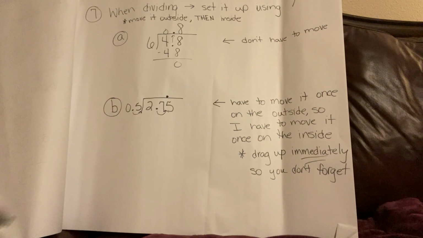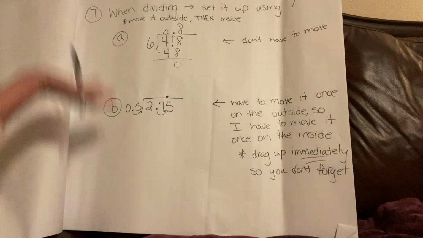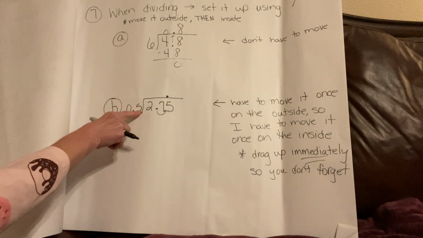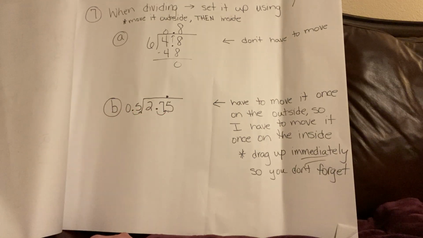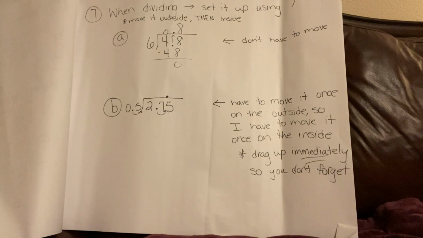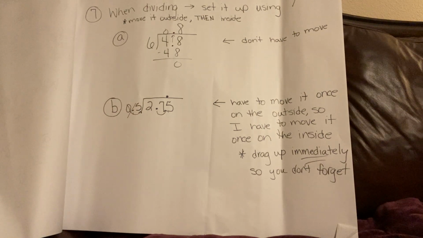I have kids that draw all these loops, but then they get to their final answer and they take the decimal right back where it started. No, once you get it moved, outside and inside, go ahead immediately, drag it up into your answer so that you don't forget. All right, so now basically it's just like I'm looking at this as a 5.